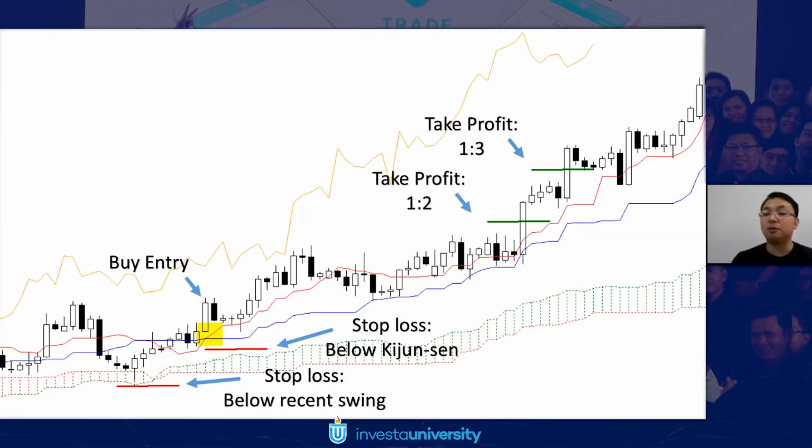If you want to be a little bit more aggressive, then your Kijun Sen would already suffice, or your blue line. So in this case, hindi naman tinamaan either of those stop areas. And the price merrily went up to our take profit 1:2 or take profit 1:3 risk-reward ratio, which can be indicated over here. So yan po yung paggamit natin ng Ichimoku Kinko Hyo.